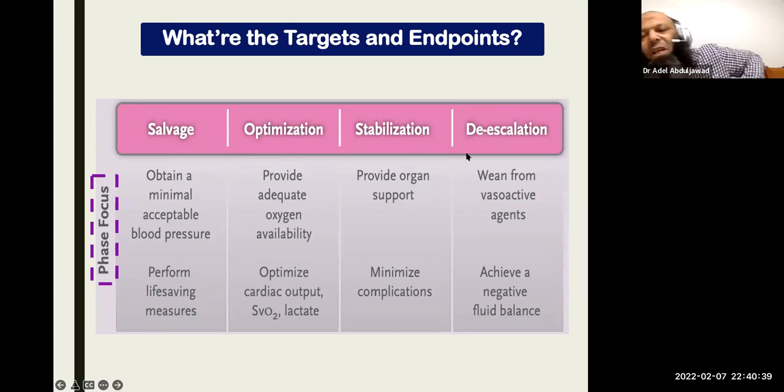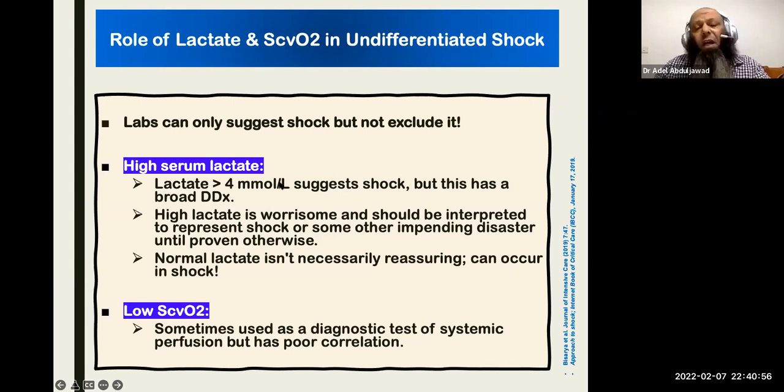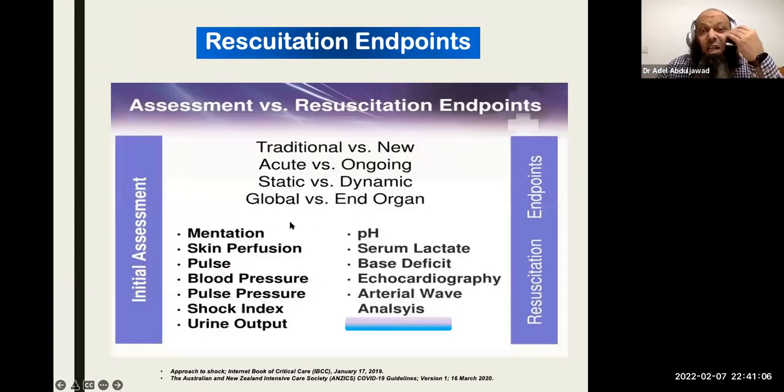And what does de-escalation mean? It is weaning from vasoactive, and you can achieve the negative fluid balance after you started the resuscitation. And this is the aim, what we call phase focus or phase oriented, for the targets and the endpoints. And for endpoints of resuscitation, usually we have in our hands many parameters or endpoints to assess and to tell you when to stop the resuscitation.